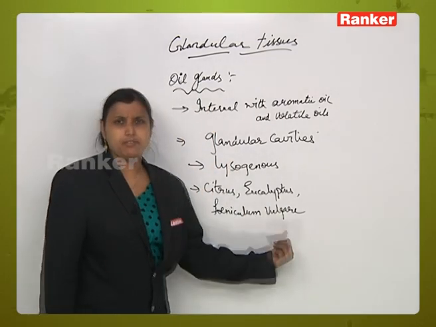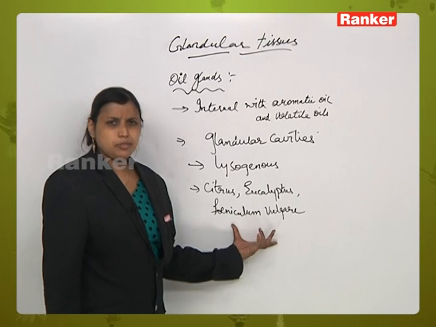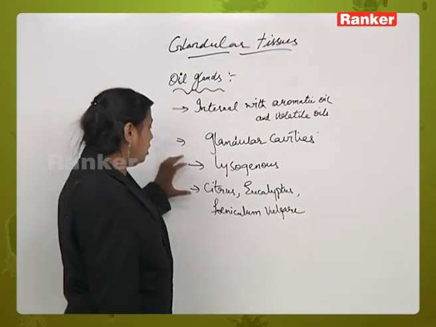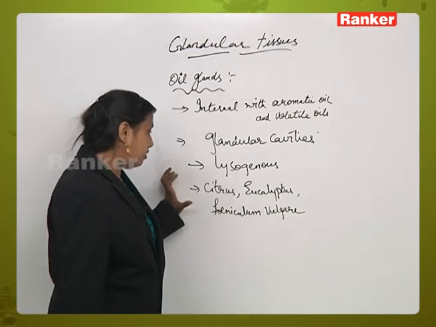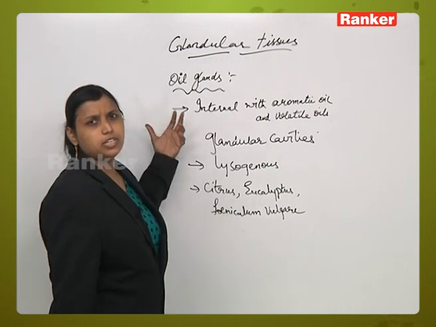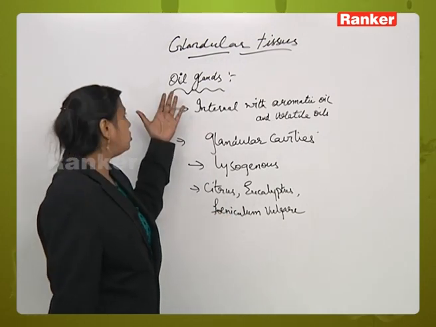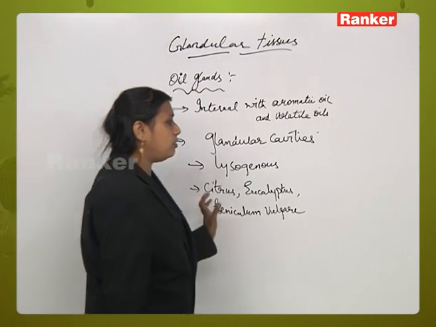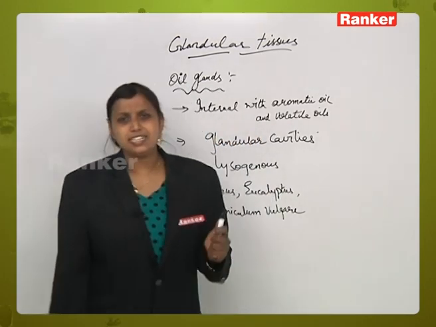eucalyptus and Foeniculum vulgare. These examples are very important. You will get a question like: citrus, eucalyptus and Foeniculum vulgare are examples for which type of glands? Oil secretory glands. Those are oil glands.